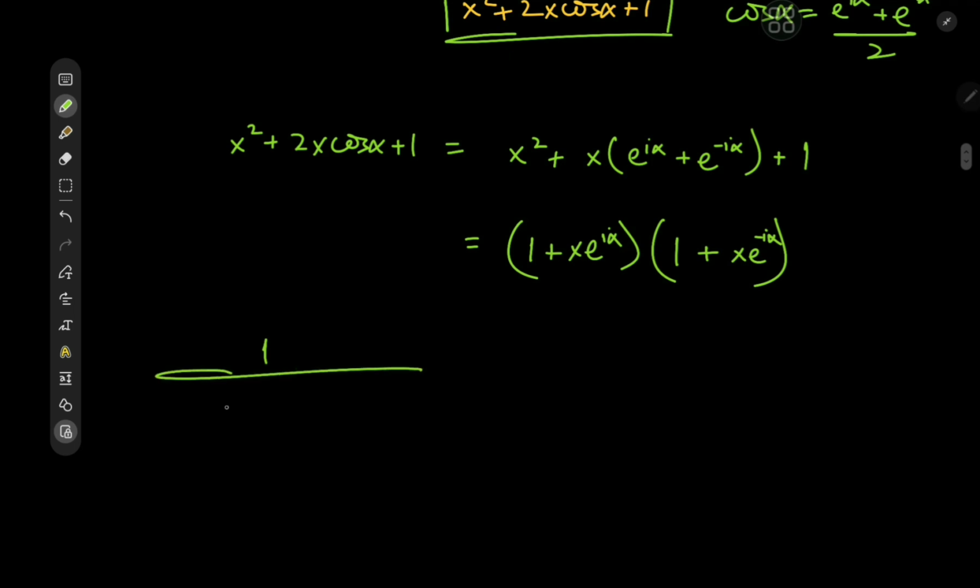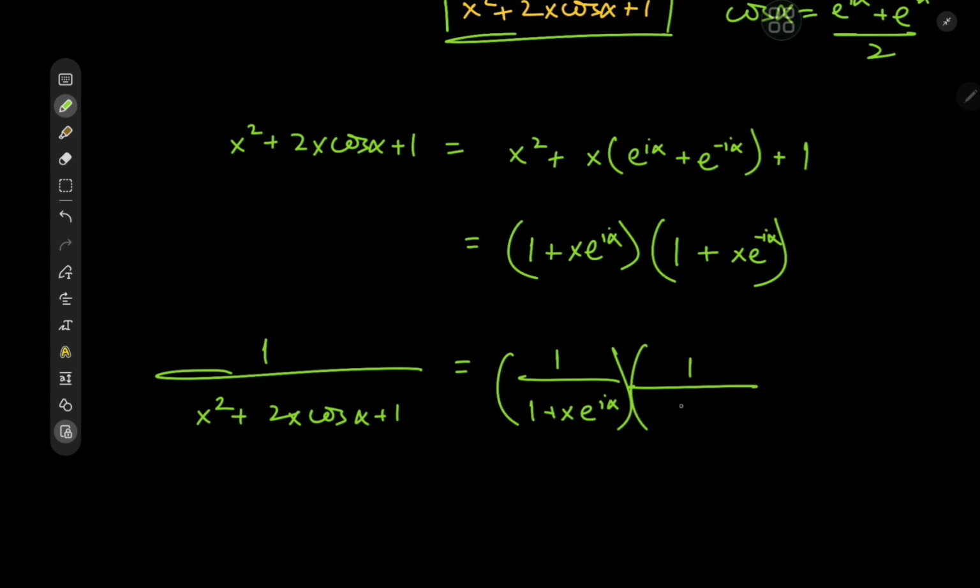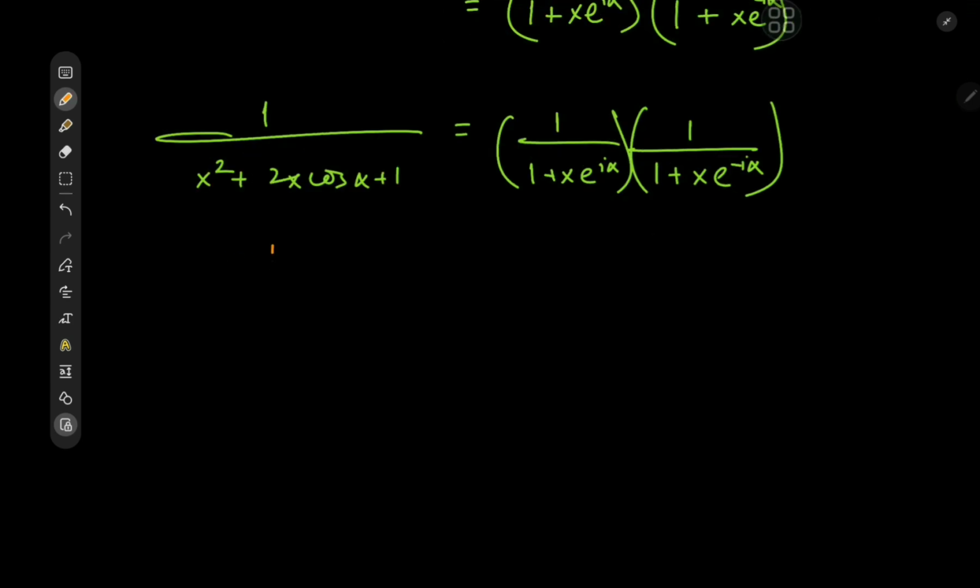So we have 1 by x squared plus 2x cosine alpha plus 1 equal to 1 by 1 plus x times e to the I alpha times 1 by 1 plus x times e to the negative I alpha, which is absolutely beautiful because now we can invoke the geometric series. Recall that we can expand 1 by 1 plus z as the sum over the non-negative integers k of negative 1 to the k times z to the k, provided the absolute value of z is less than 1.